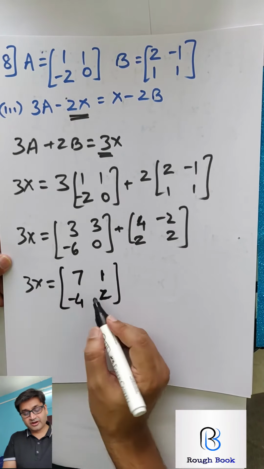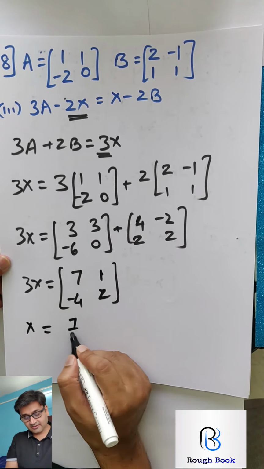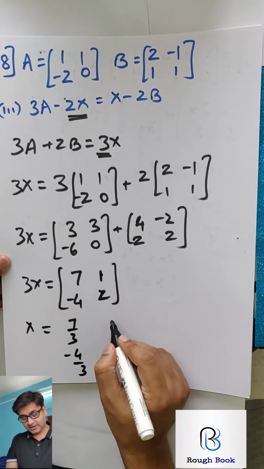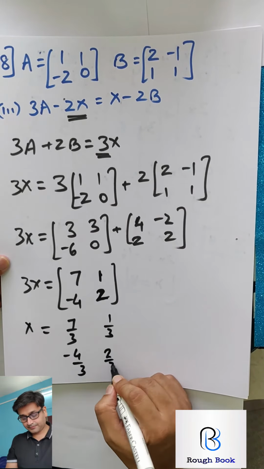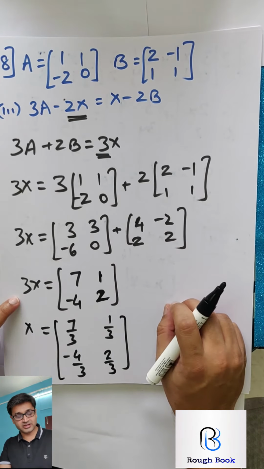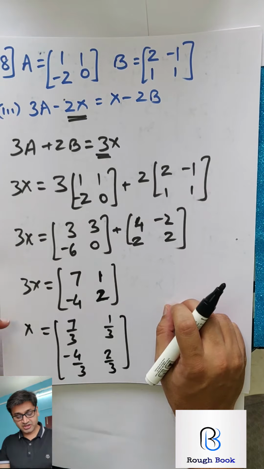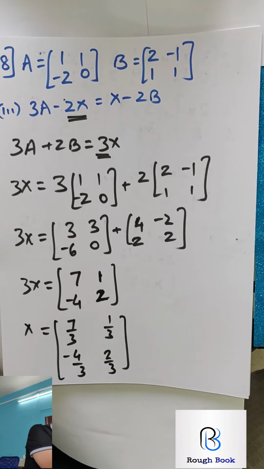Now what you must do is divide both sides by 3. That means this will become x, 7 by 3, 4 by 3, 1 by 3 and 2 by 3. So you divided each element by 3 on this side, LHS, as well as on RHS. Automatically what you get is your answer. Slightly weird. So let us check if we are correct.